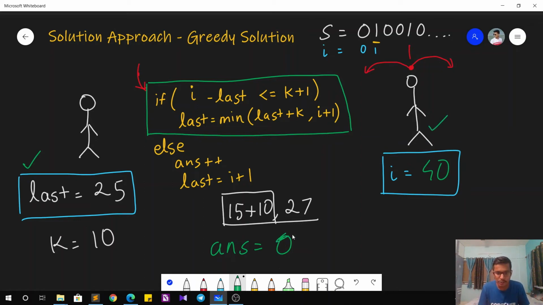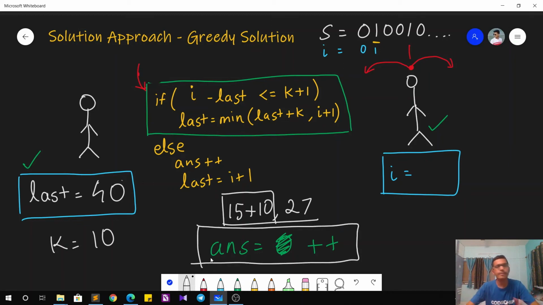So in that case, you will increment the answer, whatever was the initial value of answer, you will increment it by 1, and then that will become your new last. That is, now the value of last will become 40, and then you will again keep on iterating in the string to find the next person standing. So in this manner, we iterate in the string till the last. That is, we see all the people standing, and at the end, whatever is the value of the variable answer, that is the minimum number of people.